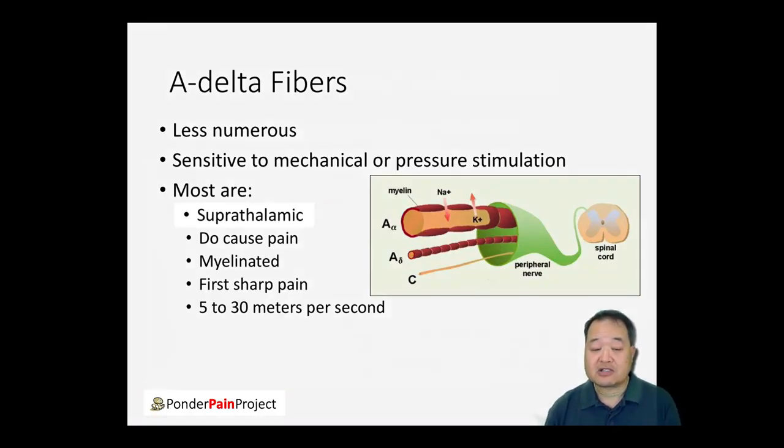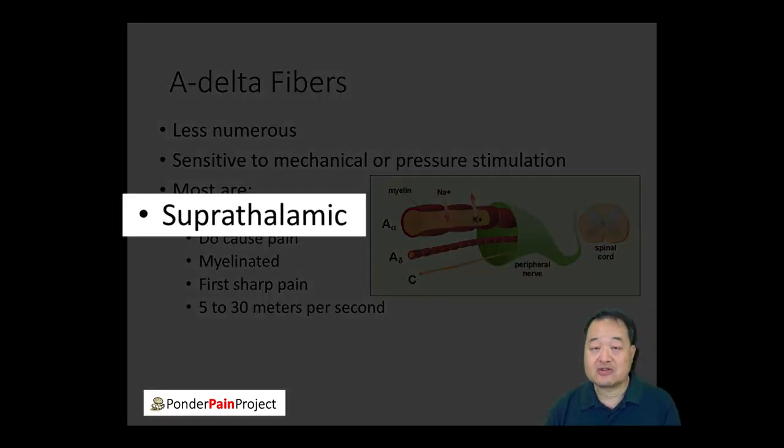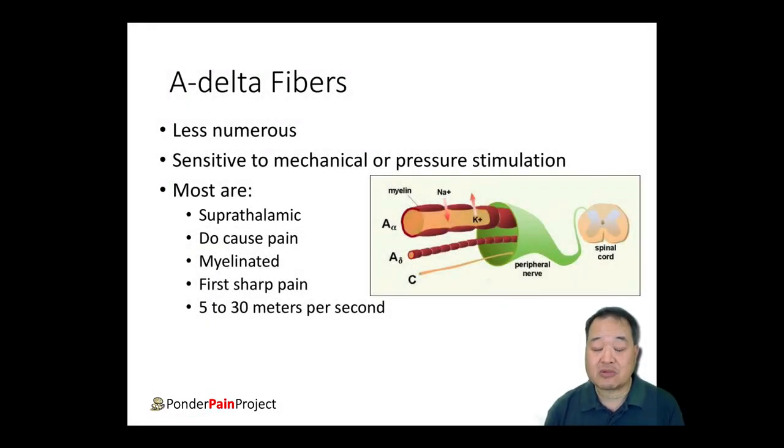The important key aspects are they're suprathalamic. That means they synapse directly on the thalamus, so they synapse within the brain itself, not below it. They do cause pain, because pain is something that occurs in the brain. They're myelinated, so their signals reach the brain more rapidly, and they're responsible for this first sharp pain that we experience when we step on the Lego. They propagate at 5 to 30 meters per second, which is a lot quicker than you'll see with the C fibers.